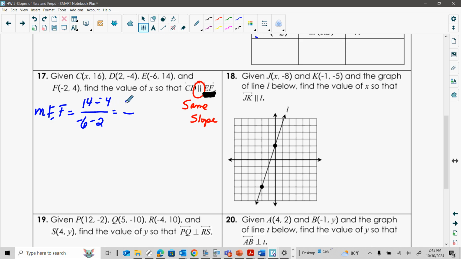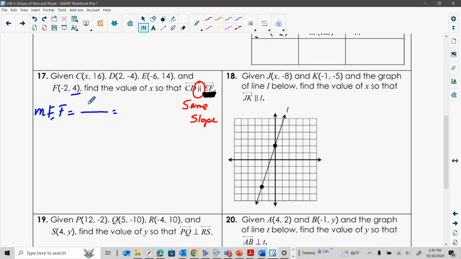as 18 over the -8. I'm using the right point. Oh, I set this up wrong. I'm sorry. It's y2 minus y1. Sorry about that.